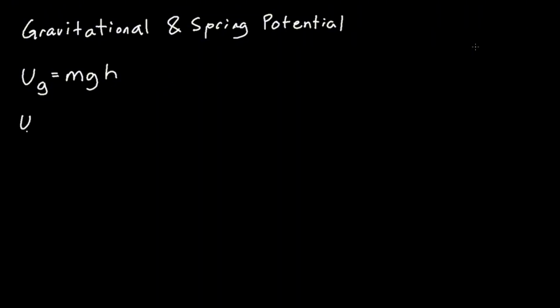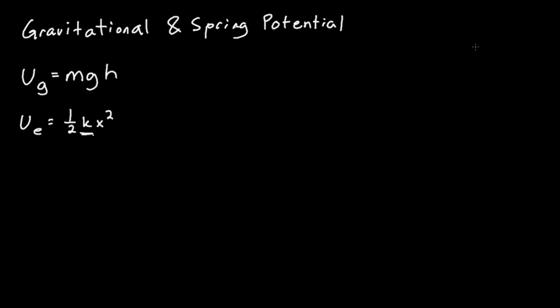You can also calculate your spring potential energy, U of E. Usually E means elastic potential energy. A trampoline, for example, would be considered something that contains elastic potential energy. And you can calculate it like so: 1/2 k times x squared.